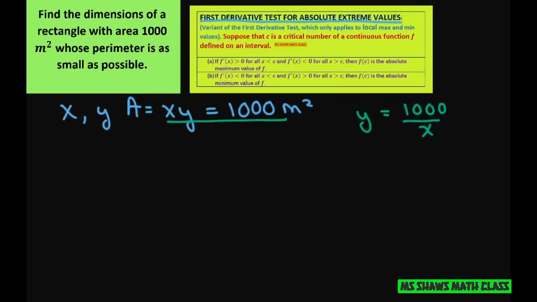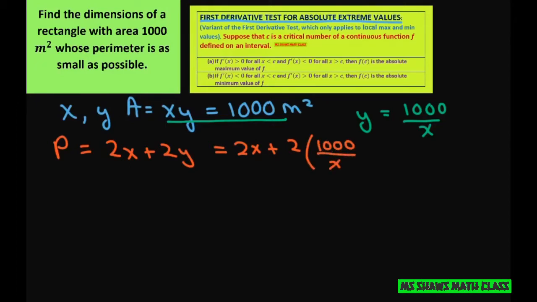We know our perimeter formula is 2x plus 2y. So that's going to equal 2x plus 2 times y, which is going to be 2,000 up on top there in the numerator. So to minimize it, x has to be positive.